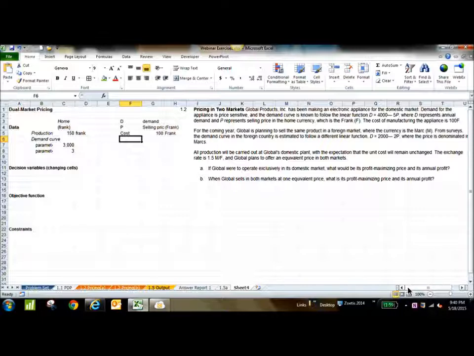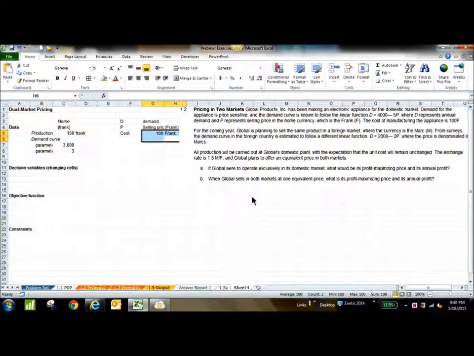So here in this case, what are we looking for? All production will be carried out at Global's domestic plant. We are producing at the domestic plant with the expectation that the unit cost will remain unchanged. The exchange rate is 1.5 mark per franc, and Global plans to offer an equivalent price in both markets. If Global were to operate exclusively in its domestic market, what would be its profit maximizing price and its annual profit?